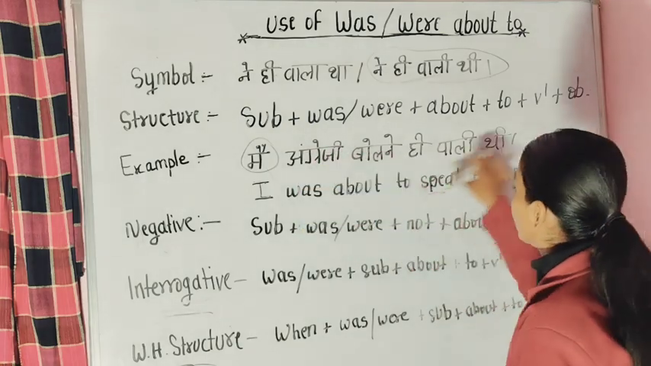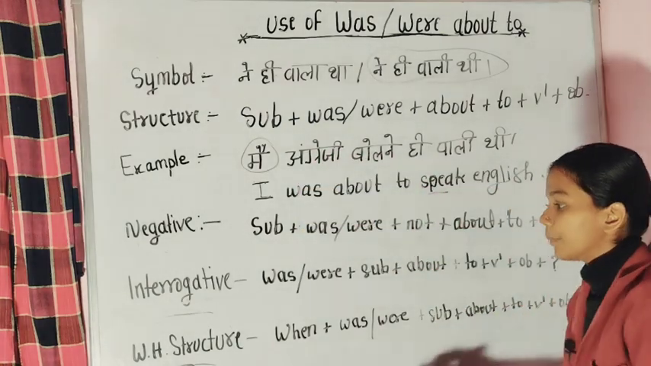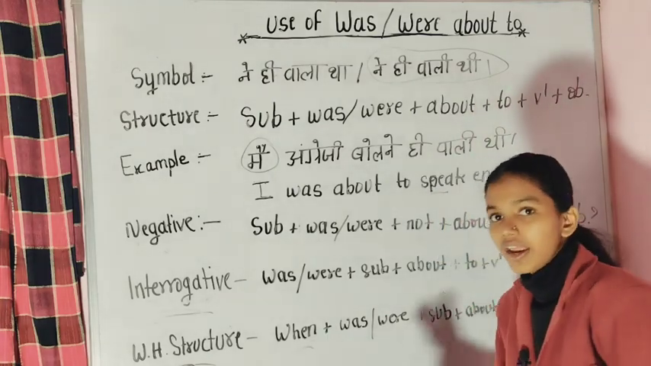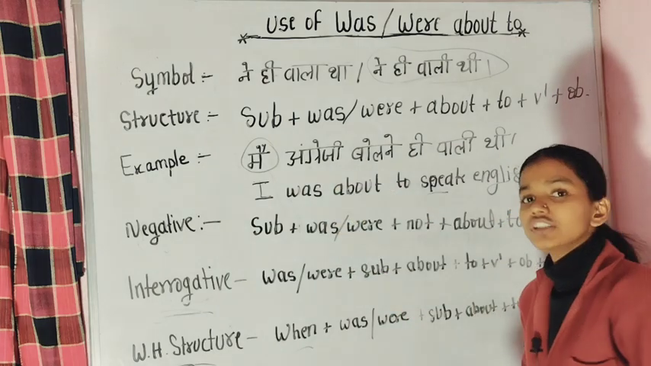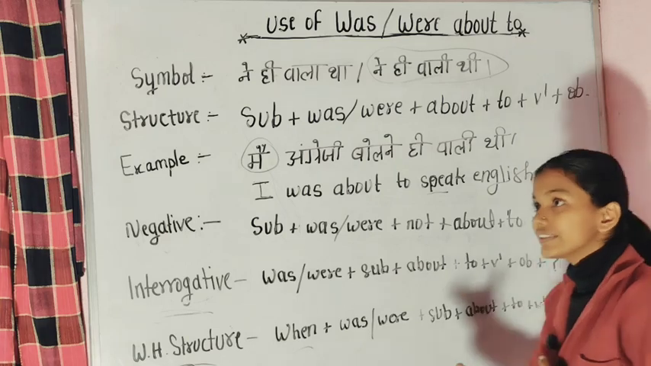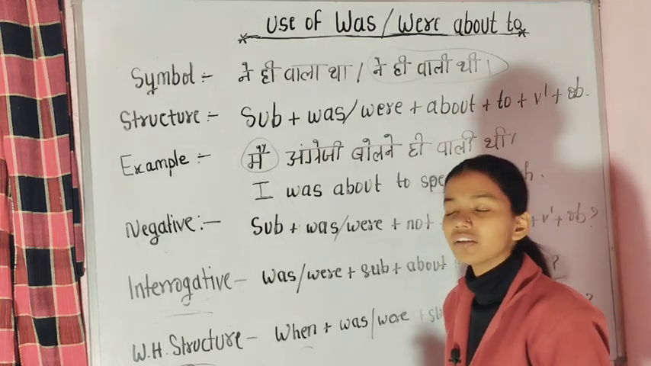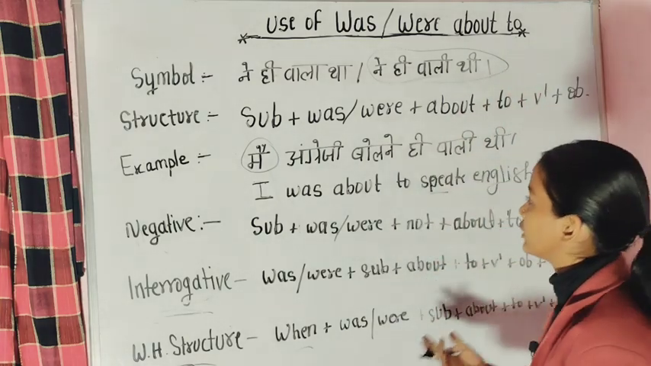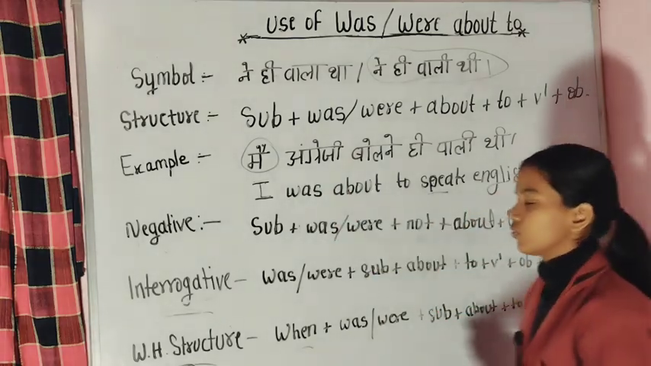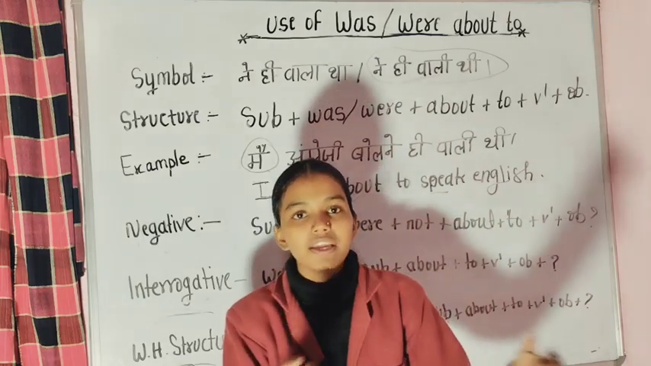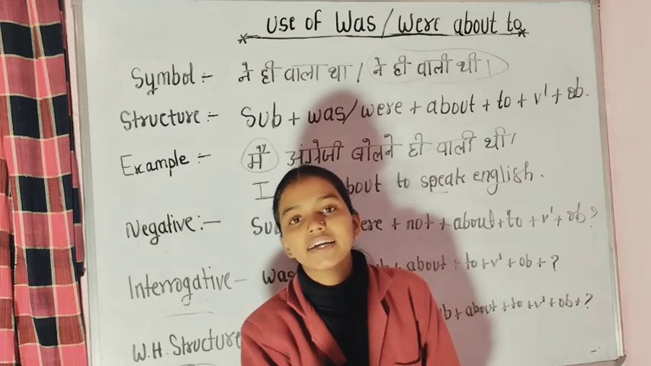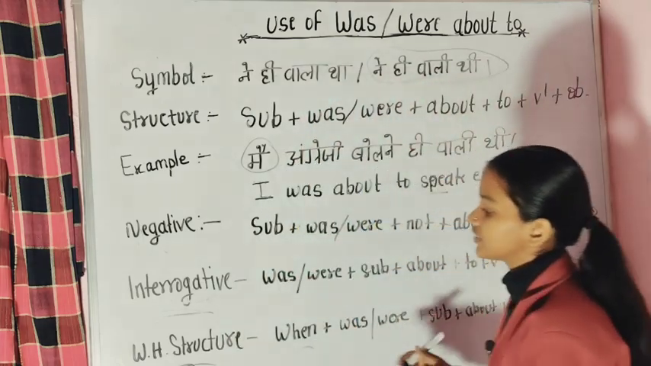We have to take a simple example. Okay, मैं अंग्रेजी बोलने ही वाली थी. मैं कब अंग्रेजी बोलने ही वाली थी? What is the Hindi of this? कब. And how? कैसे. मैं कैसे अंग्रेजी बोलने ही वाली थी? मतलब मैं बोलने जा रही थी, लेकिन मैं कैसे बोल रही थी भाई? बताओ ना. How was I about to speak English? This is the correct example of WH structure.